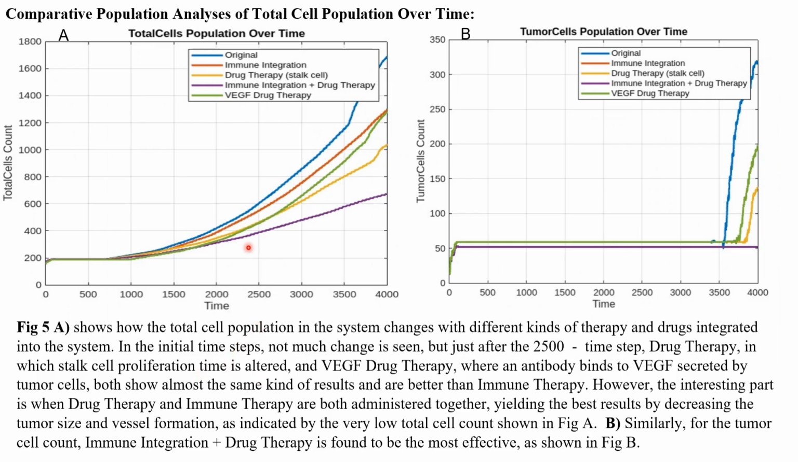Early on, there wasn't much change in the total cell population, but after around 20,500 time steps, drug therapy, particularly the one altering stalk cell proliferation and VEGF threshold, showed better results than immune therapy alone. However, the most interesting finding was that when drug therapy was combined with immune therapy, the most significant reduction in total cell count, particularly in tumor cells, was observed.